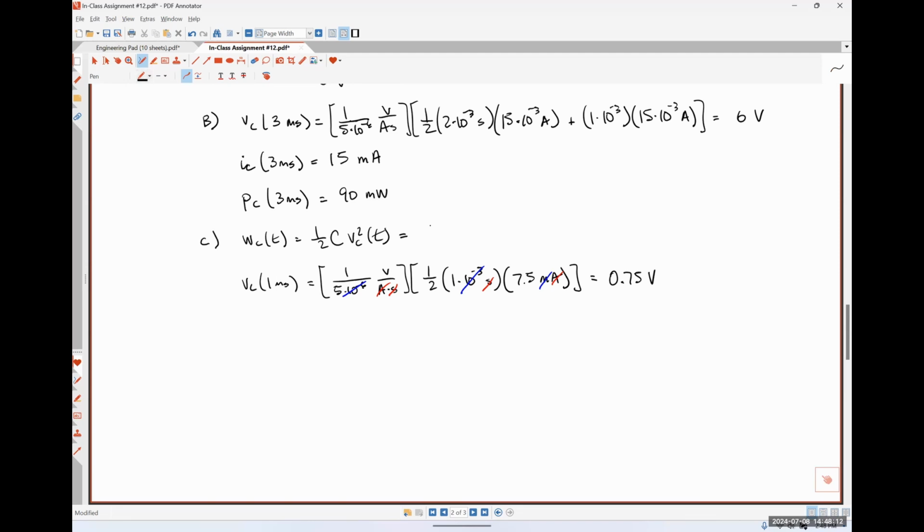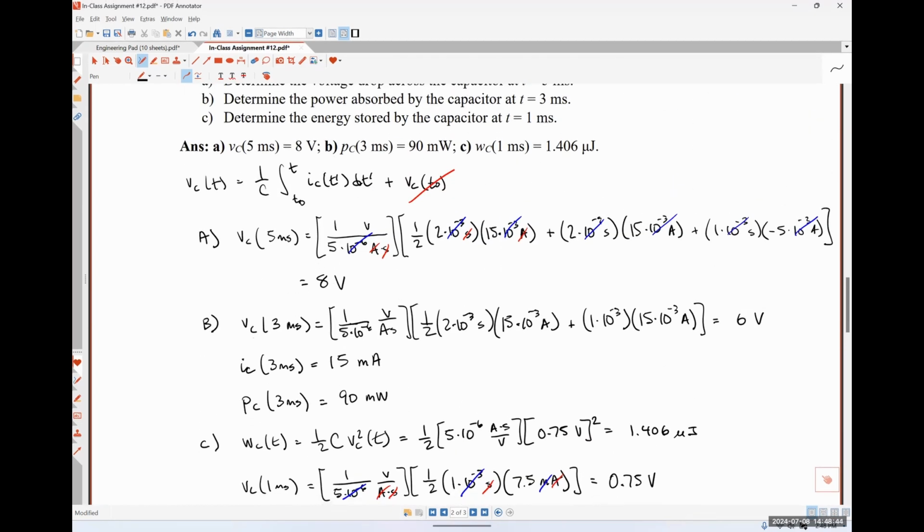Plugging that in, we have 1/2, 5 times 10 to the minus 6 amp seconds per volt, 0.75 volts squared. Gives me 1.406 times 10 to the minus 6, or microjoules. And I'll be damned, that's right.